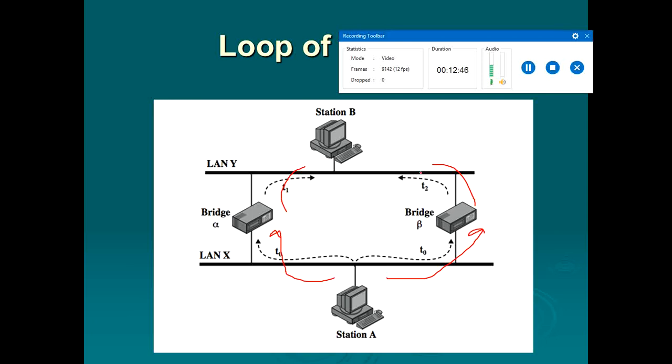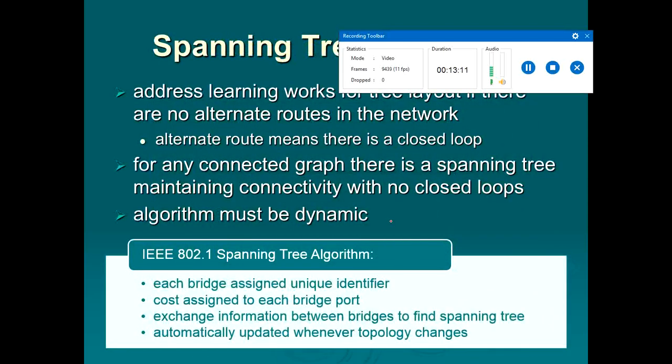Also, each bridge will receive the other's transmission on LAN Y, and each transmission is a frame with sender's address A and a destination address B. So each bridge will update its database to indicate that station A is in the direction of LAN Y. So neither bridge is now capable of forwarding a frame addressed to station A. So this is the problem over here.